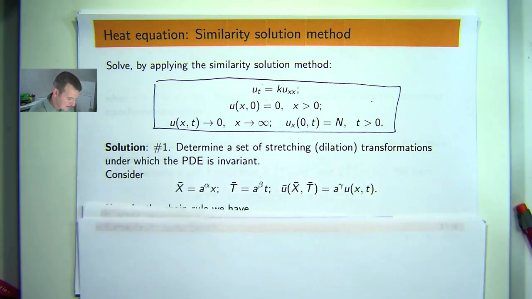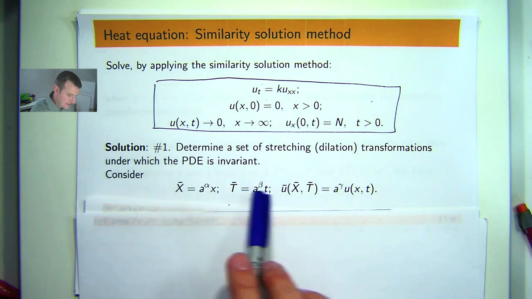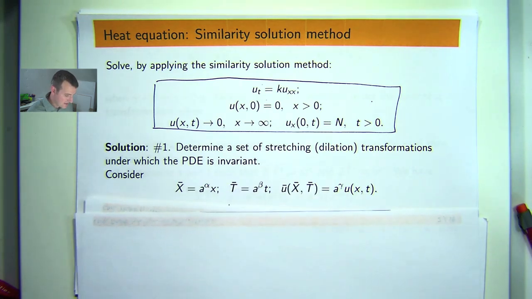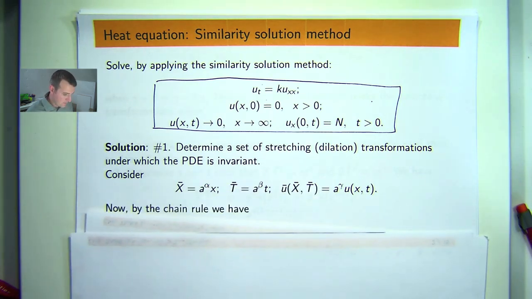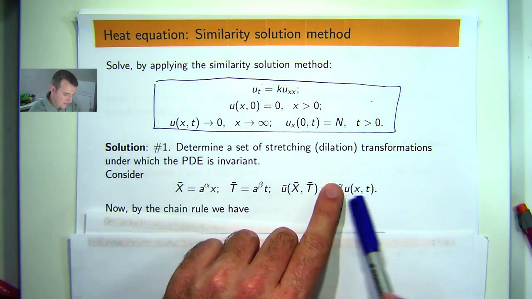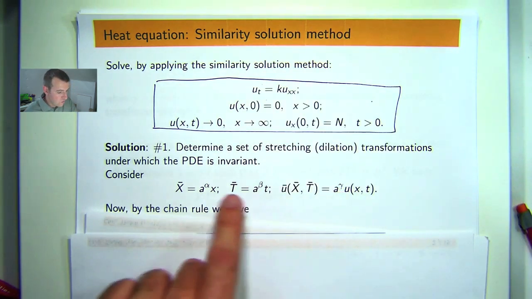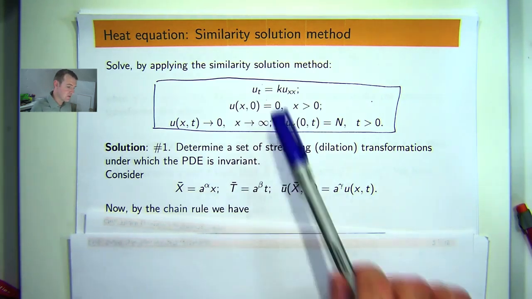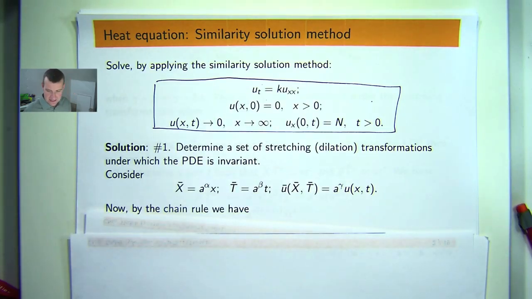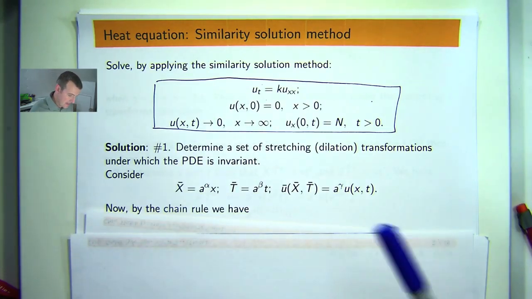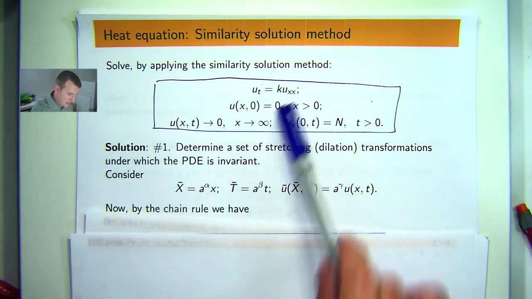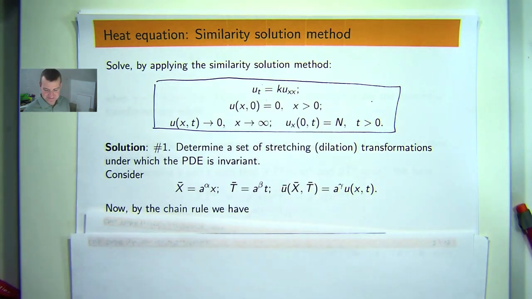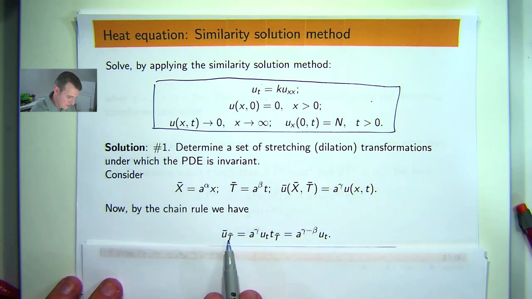Okay, so step one. Let's consider these transformations, and we assume that u of x comma t solves that. What is the relationship between alpha, beta, and gamma, whereby u bar of x bar comma t bar also solves that? Okay, so to do this we're going to have to calculate u sub t bar and u sub x bar x bar. All right, so okay, let's consider this derivative first.